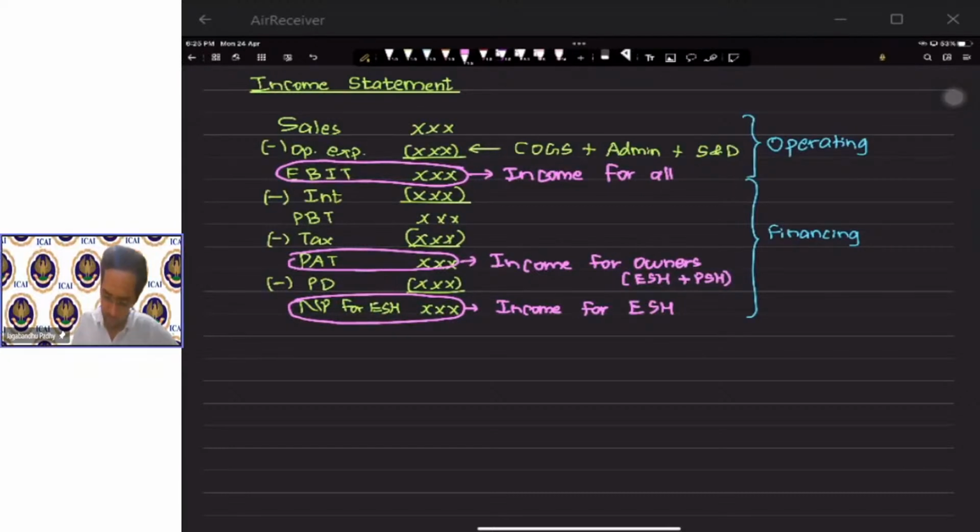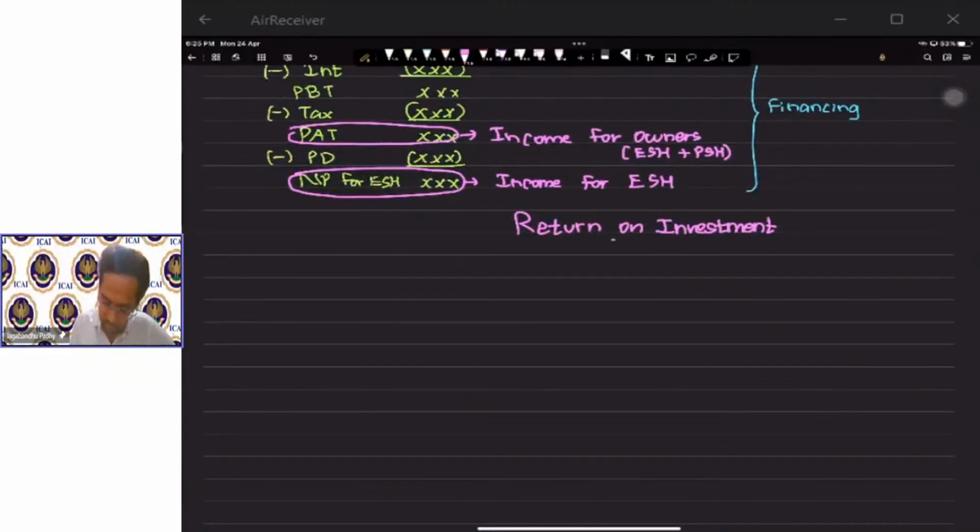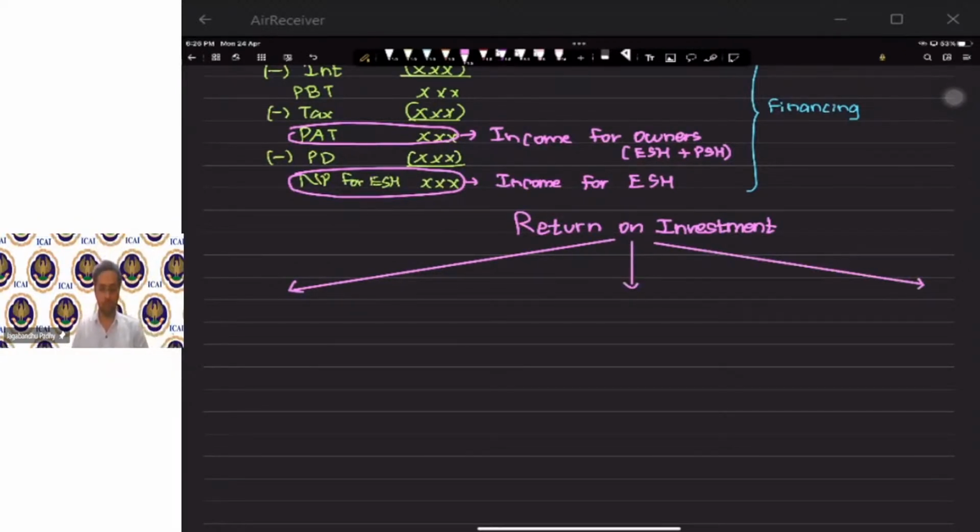So when we are talking of this set of ratios of return on investment, we have broadly three categories to understand what the return on investment is as a number. We have return on assets, then return on capital employed.